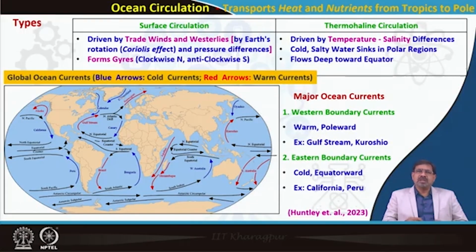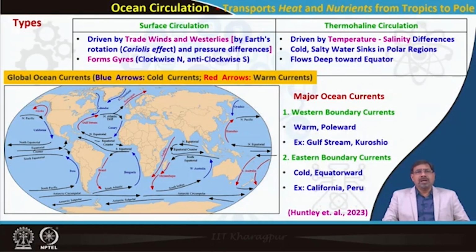So, this flow happens from the pole towards the equator and vice versa. Vice versa means it is warm water and less salty water that regulates the direction.